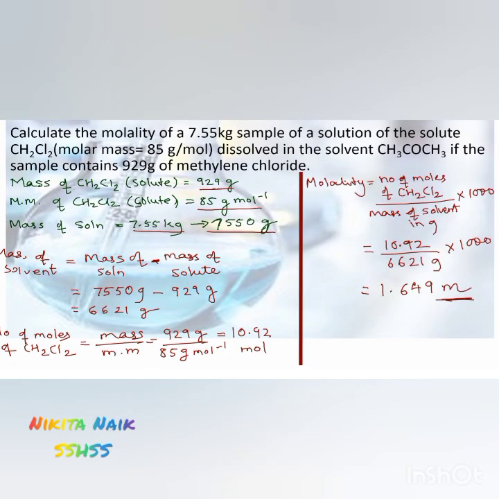Hence, we can find the molality as number of moles of methylene chloride upon mass of solvent in gram into 1000. So, number of moles of methylene chloride is 10.92 upon the mass of solvent in gram is 6621 into 1000. And we are getting the answer as 1.649 mole per kg, or it is 1.649 molal solution. So molality will be equal to 1.649 molal, that is small m.